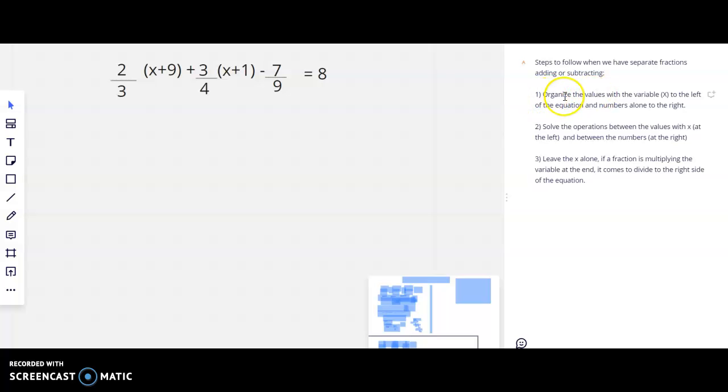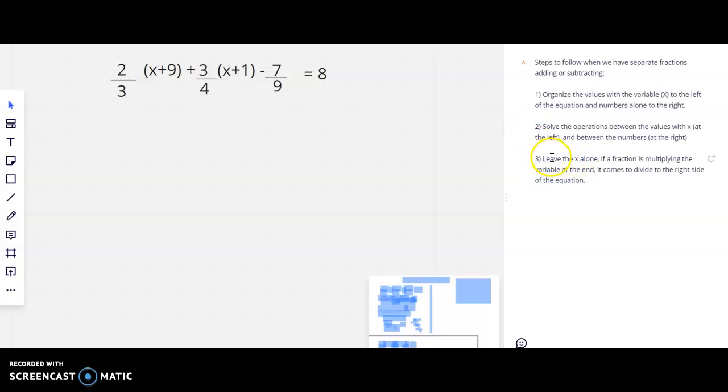The first one, we are going to organize the values with the variable x to the left of the equal sign, and numbers alone to the right. So the numbers alone or fractions will be to the right. The second step, we're going to solve the operations between the values with x at the left, and between the numbers at the right. So we are going to solve the operations from the fractions and whole numbers.